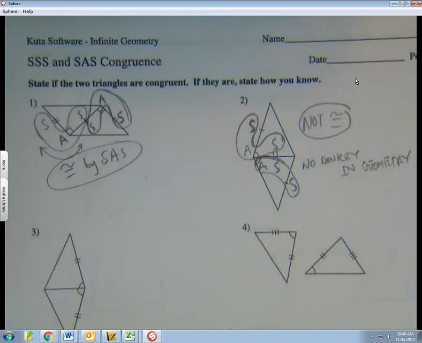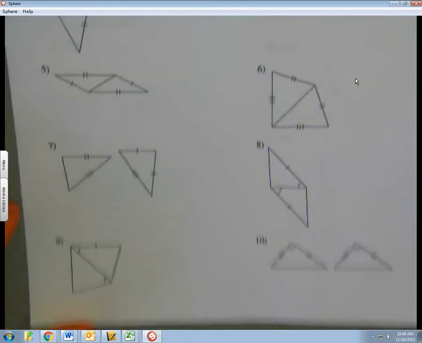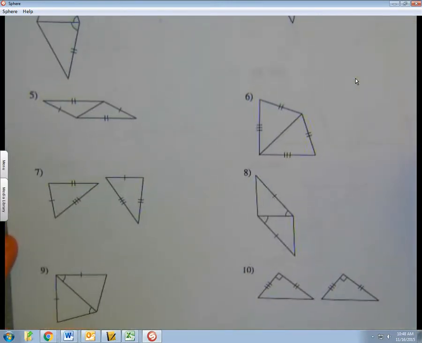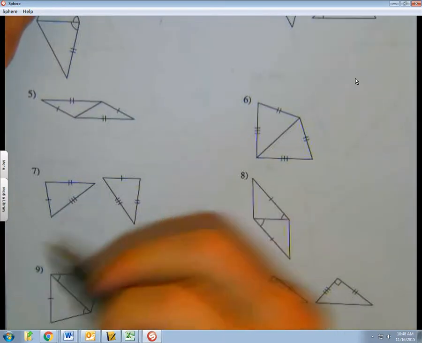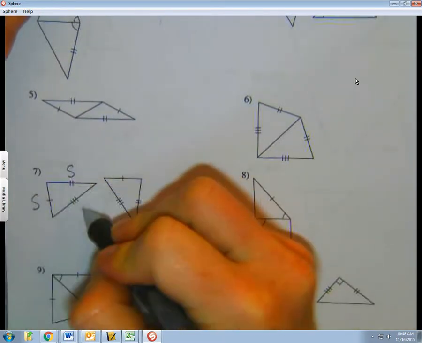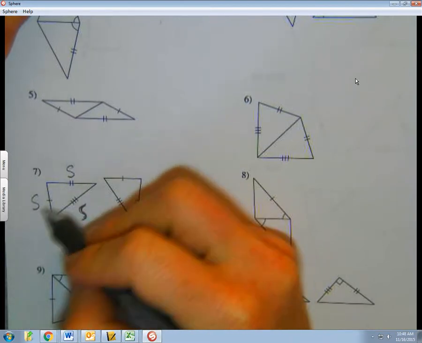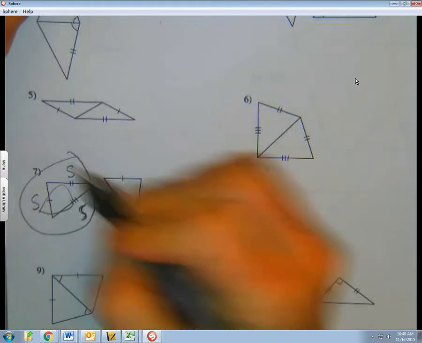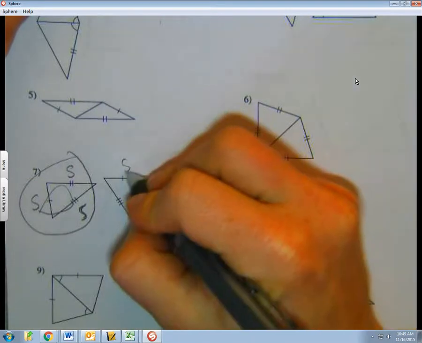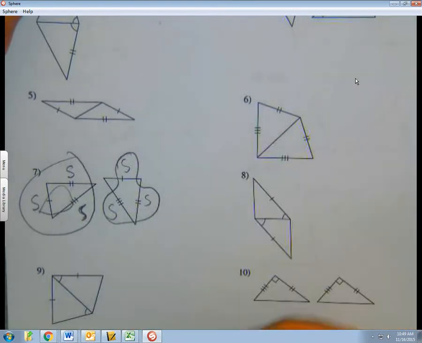Let's go down to these down here. So right here I've got side, side. They go in order, left to right, right to left. That looks pretty good. Same with this one, side, side, side. Yep, all good. So these are congruent.